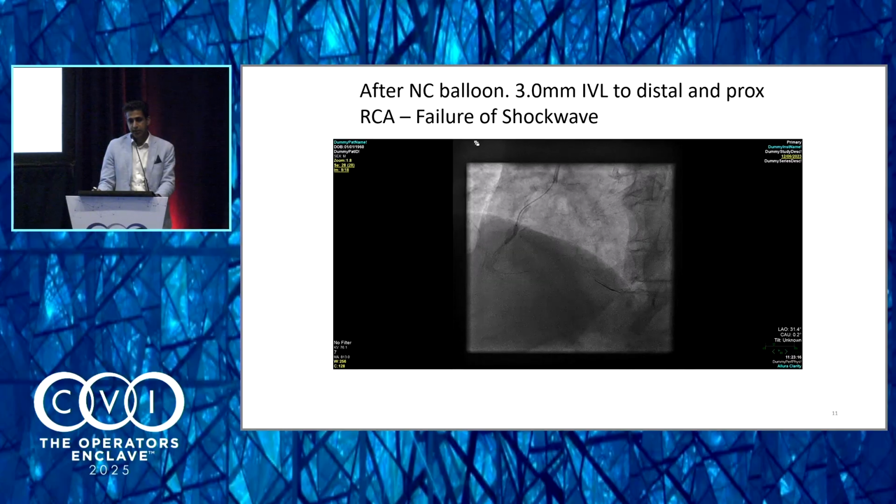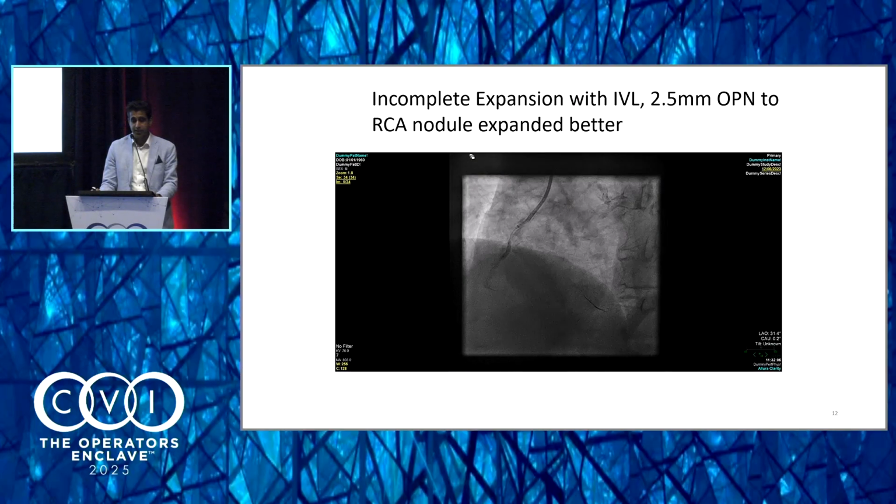We tried an NC balloon. It would not expand. We tried a 3.0 IVL, both distally and proximally. And you can see the IVL is not expanding, despite all 120 pulses. So this is really a failure of IVL therapy. And the question is, what do you do? We experienced this, particularly in nodules. This will happen in about one-fifth of cases.